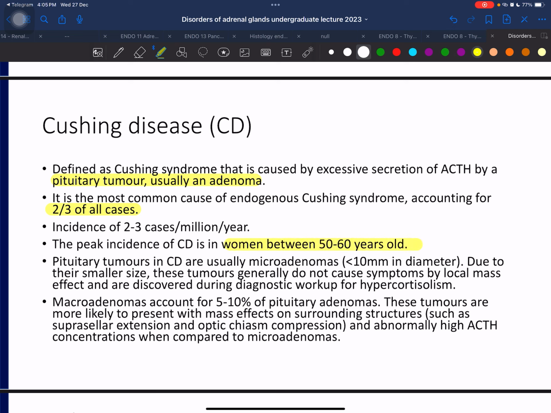Pituitary tumors are usually microadenomas. When we talk about microadenomas, it means that they are less than 10 millimeters in size, and they usually do not cause any local mass effects because they are very small, only 1 cm, right? Macroadenomas can grow very large, and because they are large, they can cause compressing effects on the surrounding structures, all right?